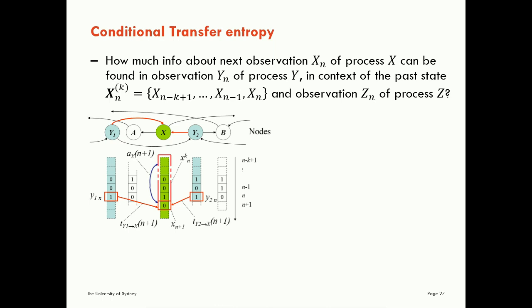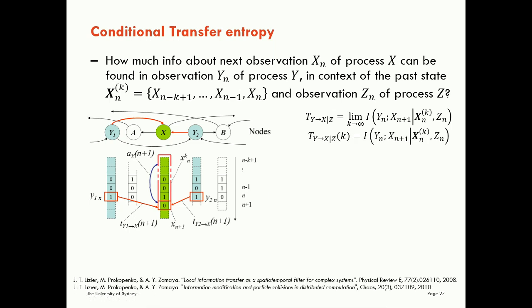Well, we're going to start by considering the conditional transfer entropy, which looks at how much information about the next observation of the process can be found in some source Y in the context of not only the past state of the target, but also an observation of another process. So here in our diagram, we can see our two processes. So now we're going to consider the information contribution from our source node in the context of not just the target past, but this other source node as well.